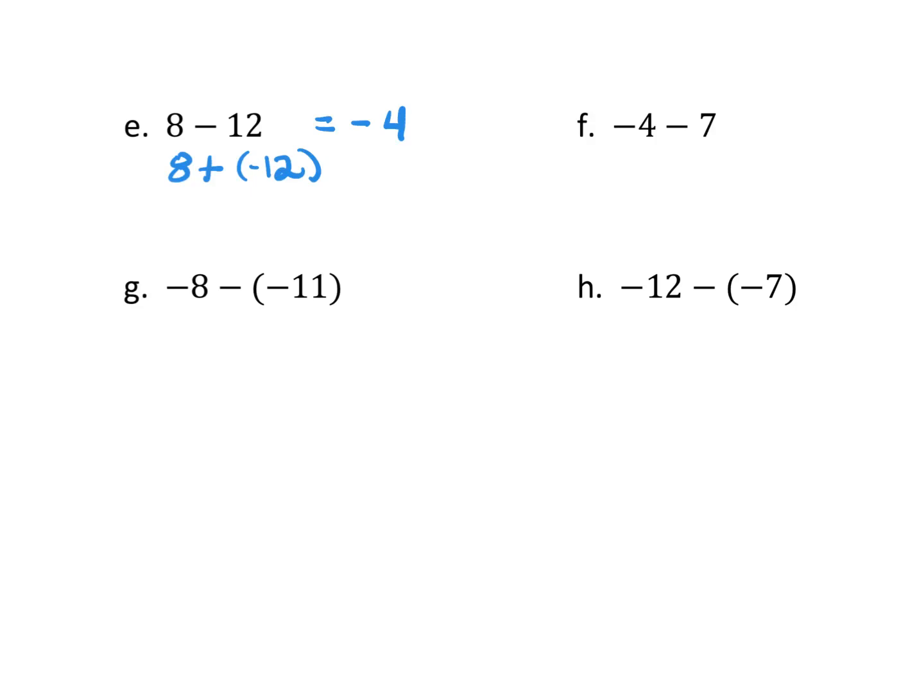Example F. We have negative 4 minus 7. And again, we want to treat these as the signs. We want to think of this as negative 4 combined with negative 7.